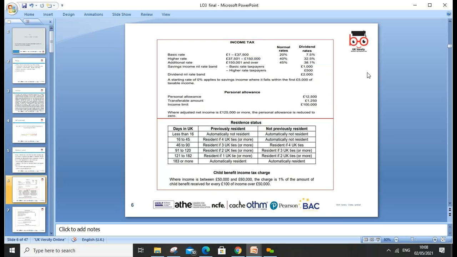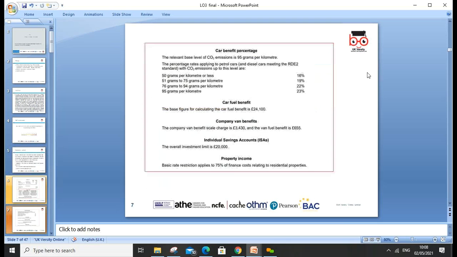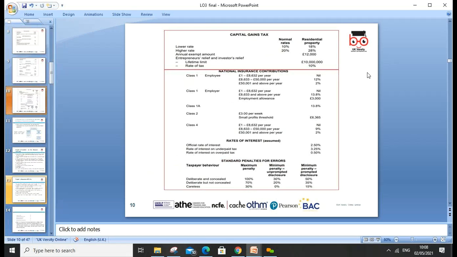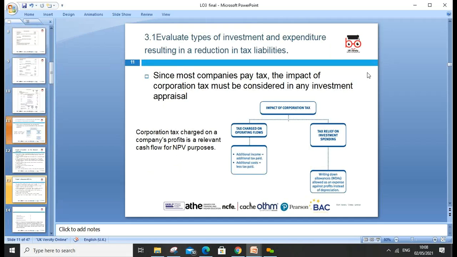We discussed all the rates, so the slides for the rates will always be in each lesson, because we'll need to cross-reference them. So first, 3.1, we evaluate the types of investment resulting in a reduction in tax liability.